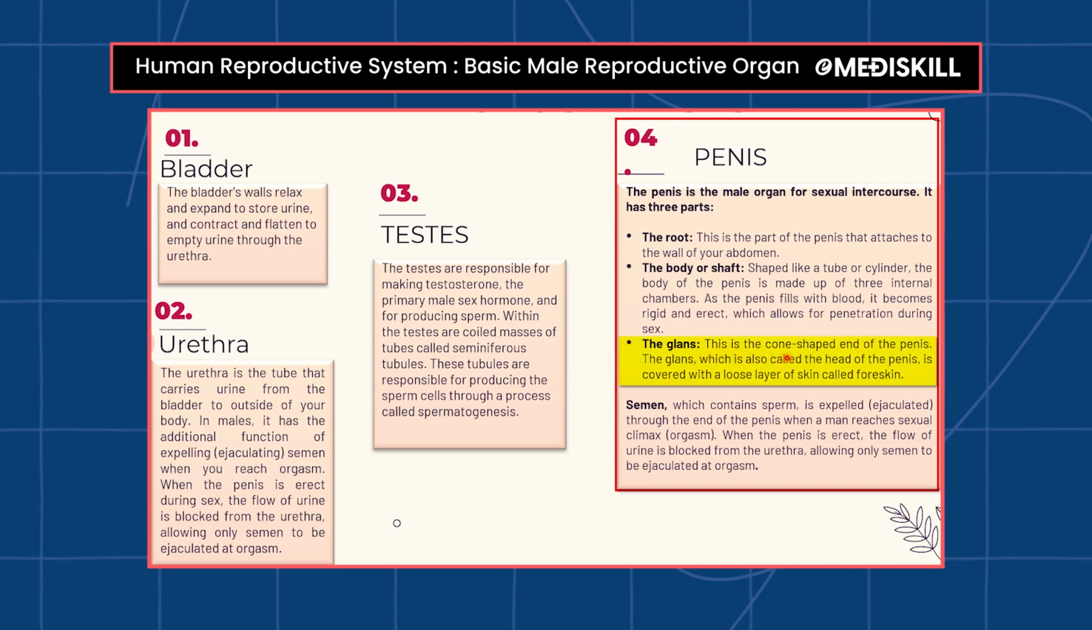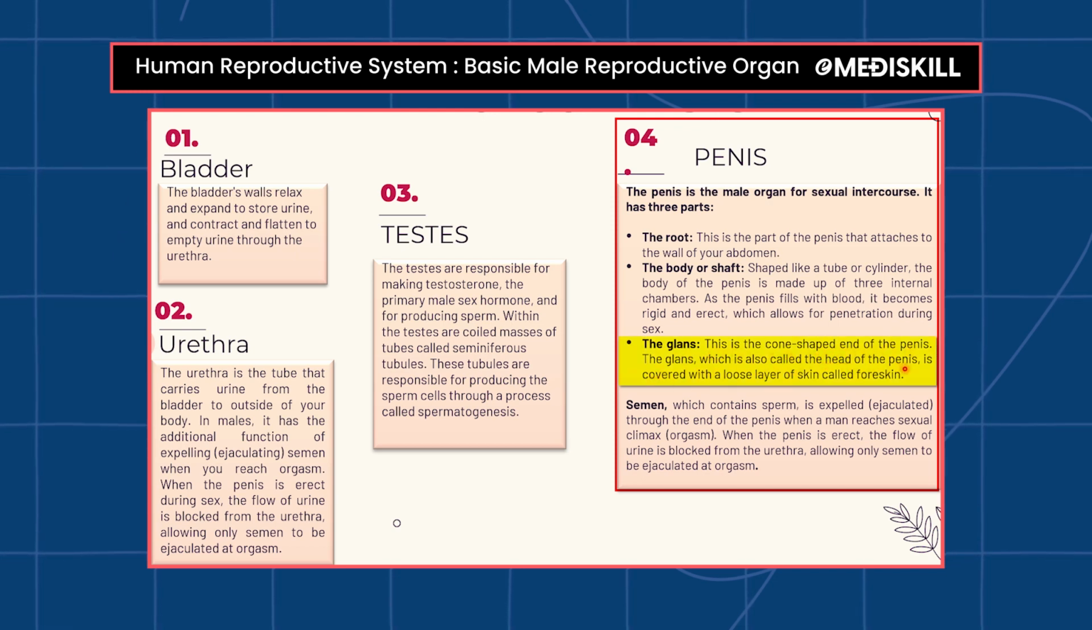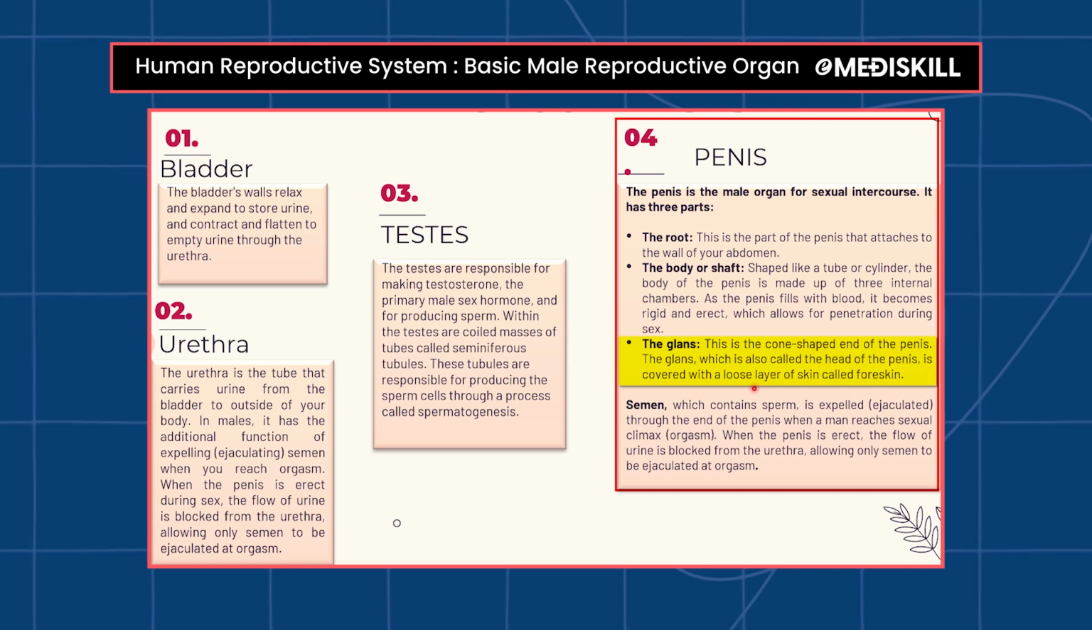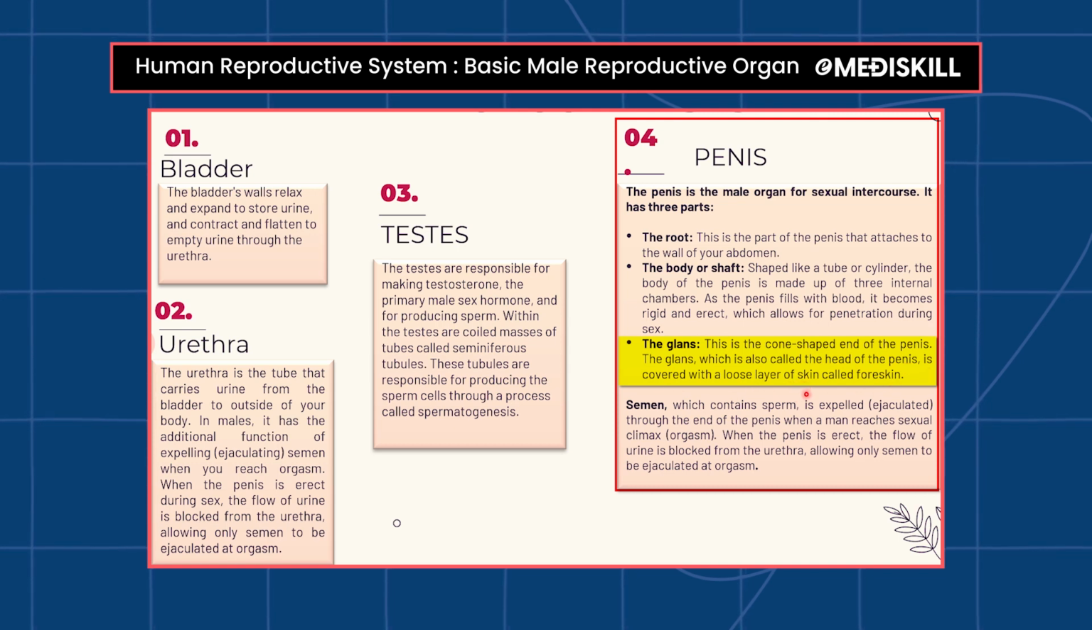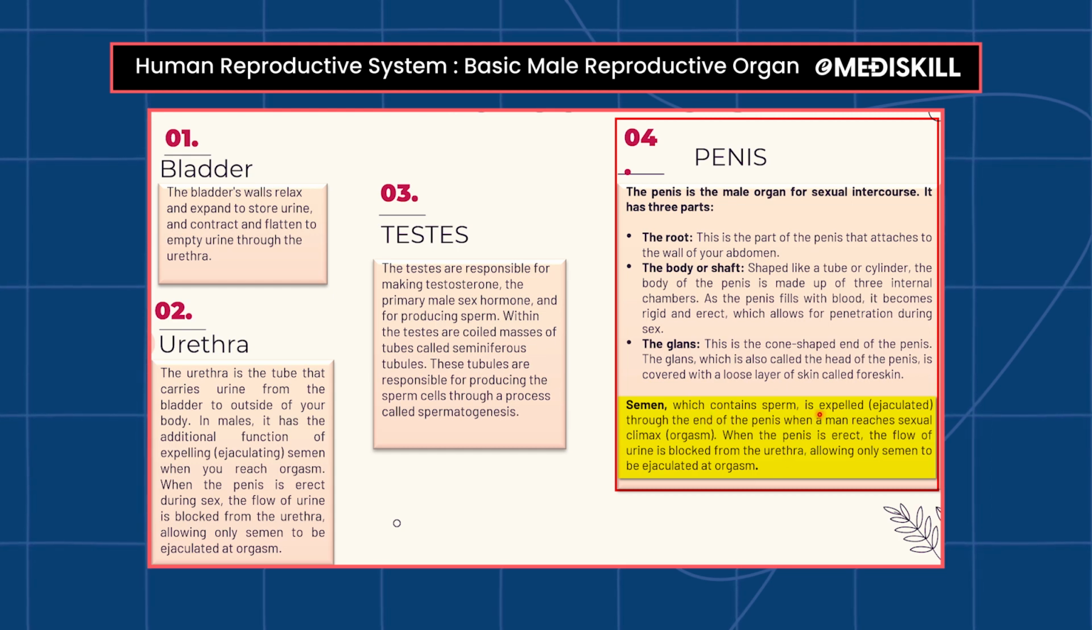The glans. This is the cone-shaped end of the penis. The glans, which is also called the head of the penis, is covered with a loose layer of skin which is also known as the foreskin. Like I was talking about semen earlier, semen contains sperm.